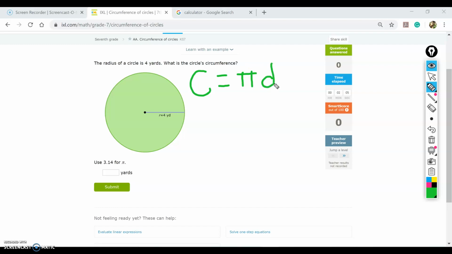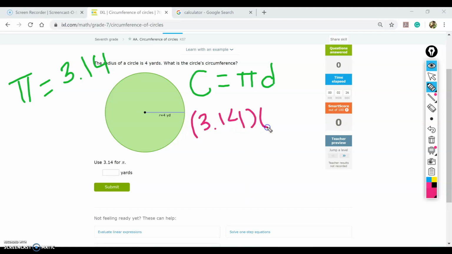So pi times diameter. And the program is asking us to use pi as 3.14. So that's exactly how I'm going to be using it. Pi is equal to 3.14. And the diameter would be based on whatever you have on the circle. In this case, with pi equal to 3.14 times that diameter, but they're not giving me the diameter in this problem, they're giving me the radius. So I need to find the diameter. If the radius is 4, then the diameter would be 8, because it's the whole line that goes from one side of the circle to the other side. So I will multiply it times 8.